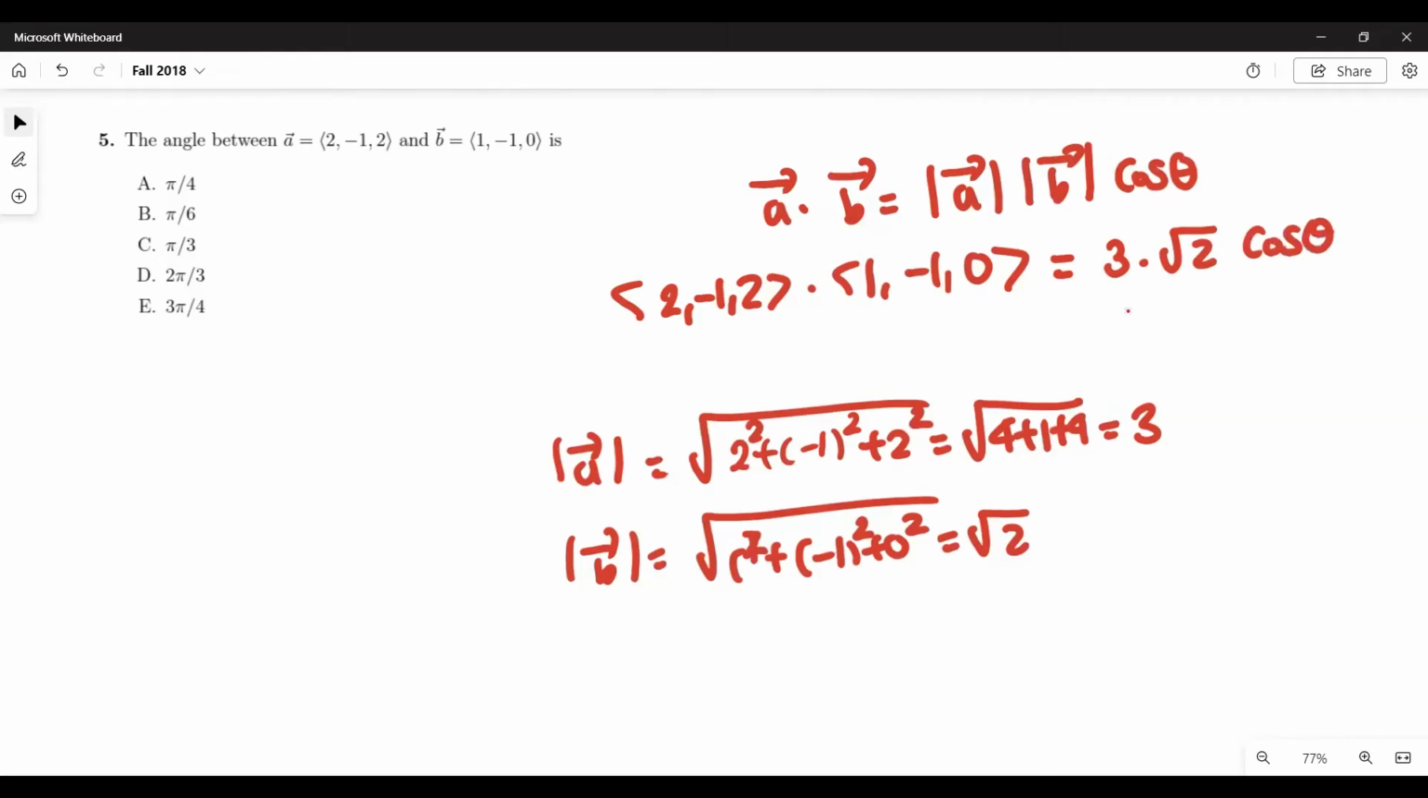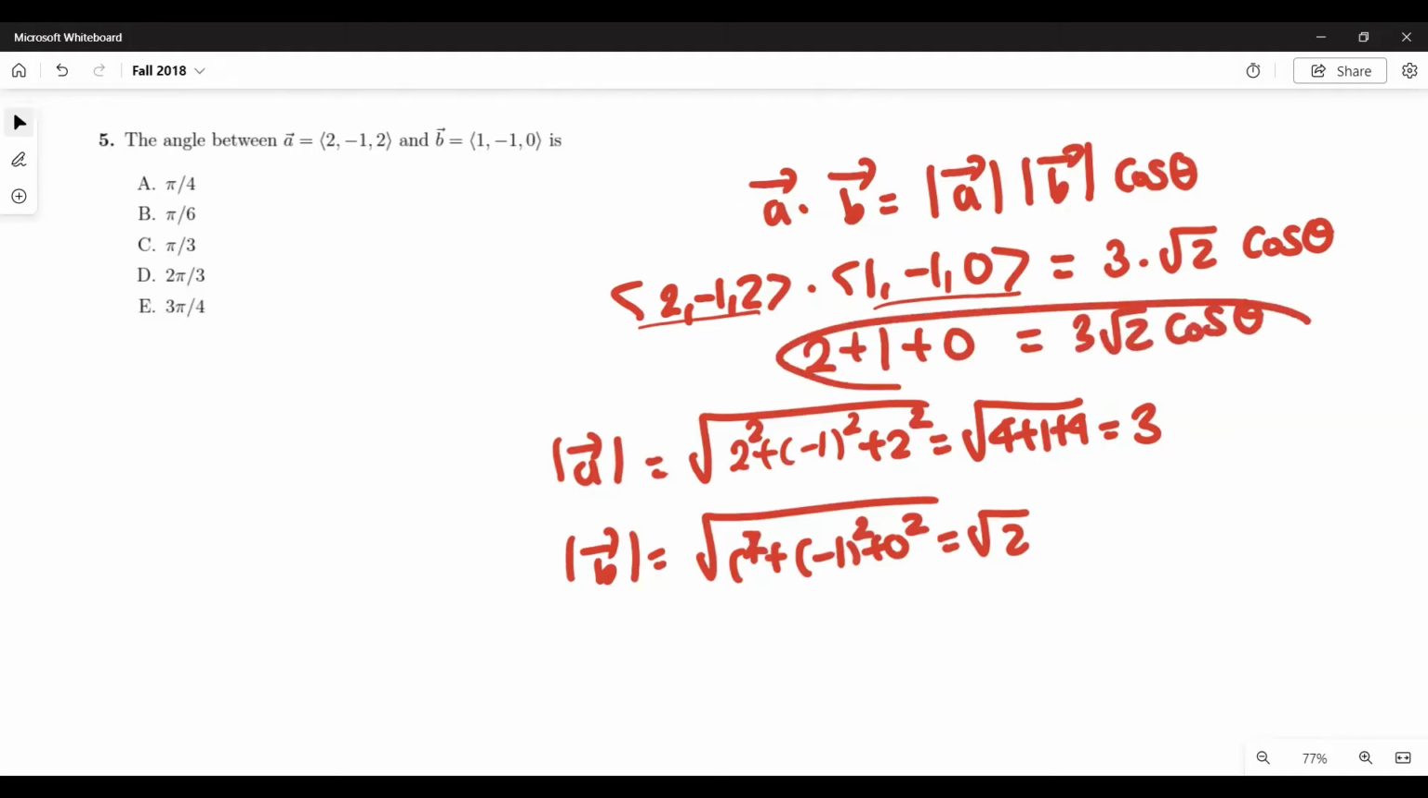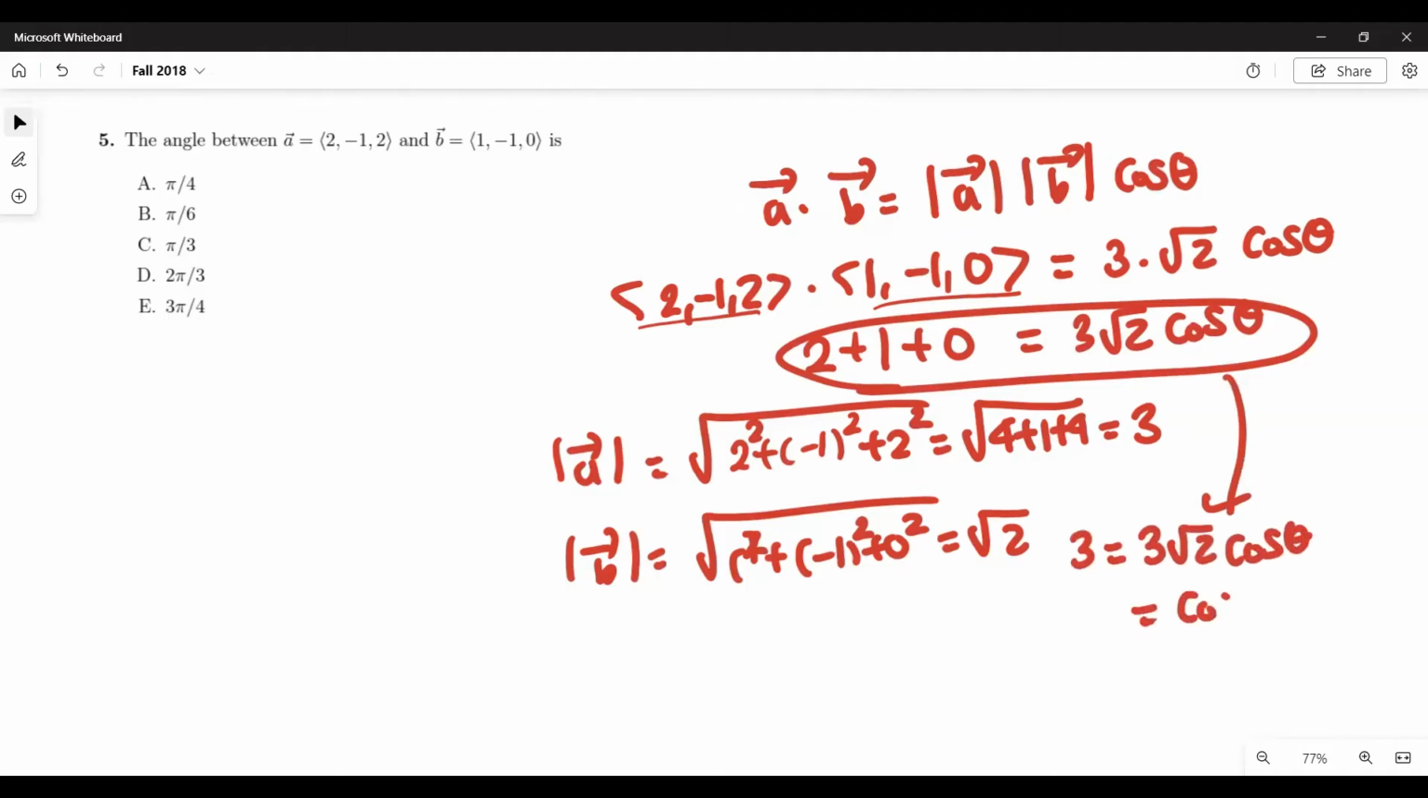And then if you find the dot product of A and B, we get 2 plus 1 plus 0 equals 3 square root of 2 cosine theta. So this becomes 3 equals 3 square root of 2 cosine theta. So cosine theta will be 1 over square root of 2. So theta is cosine inverse of 1 over square root of 2, which is the same as pi over 4. So the answer is A.